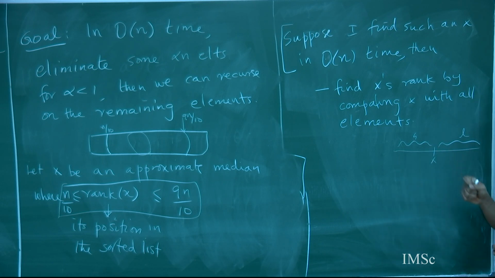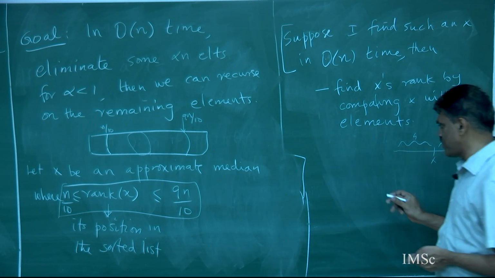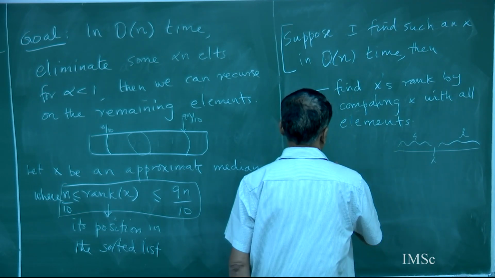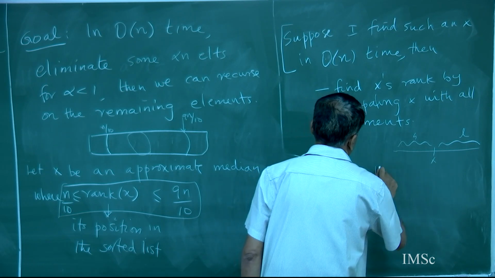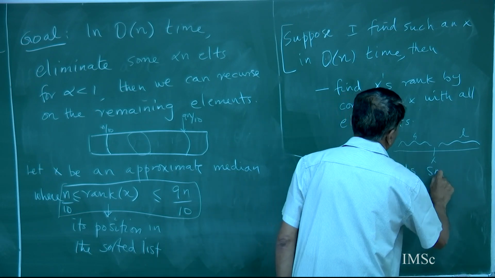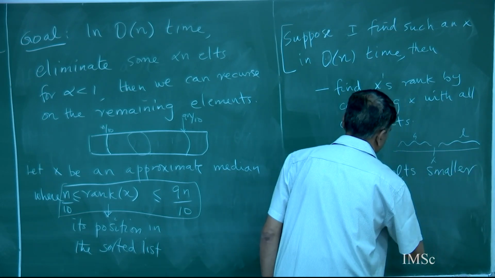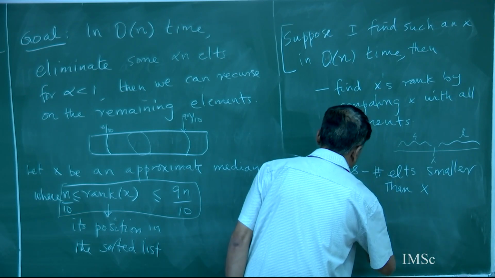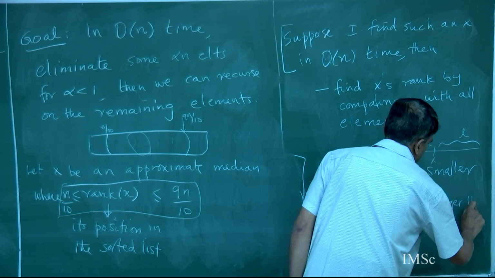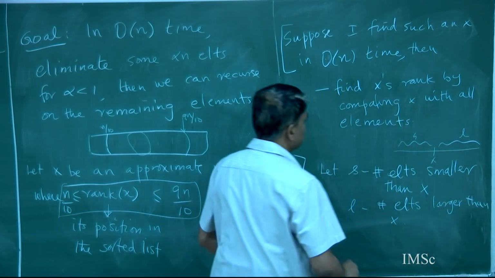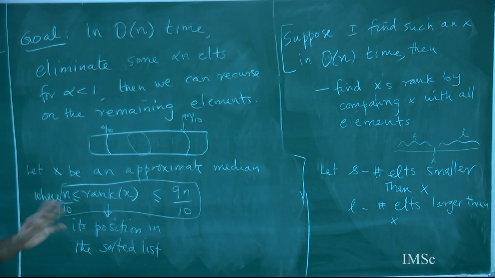So if S is k minus 1, I'm done, I'm lucky, I'm finished, right? Let S be the number of elements smaller than X, and L the number of elements larger than X. Let's make life simpler and assume that all elements are distinct. You don't have to worry about ties, because this conveys our algorithm better.